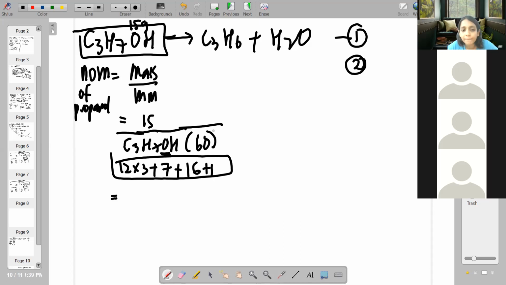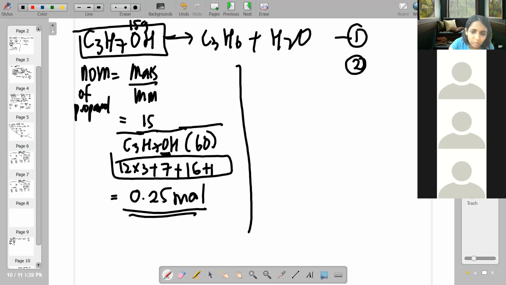0.25. Okay, 0.25 mole. Must have unit. They will not give you any marks. Okay. I got the number of moles of propanol. What does the question actually want me to do?